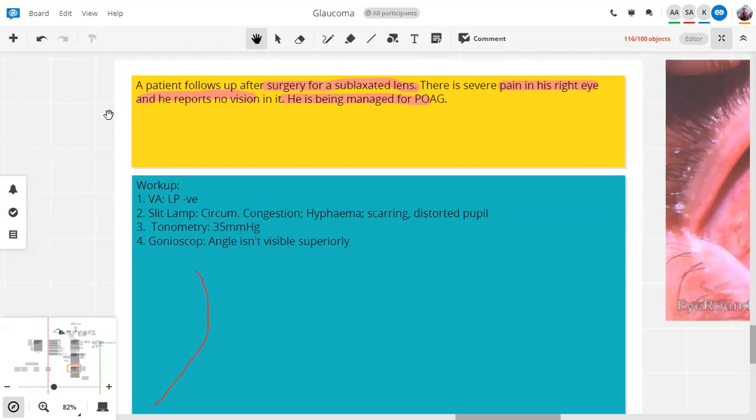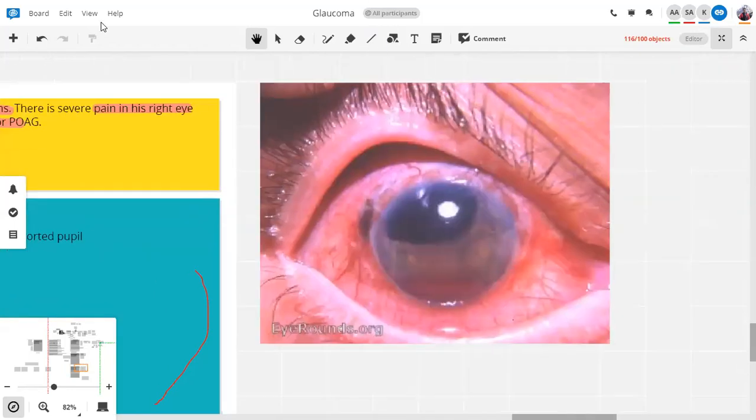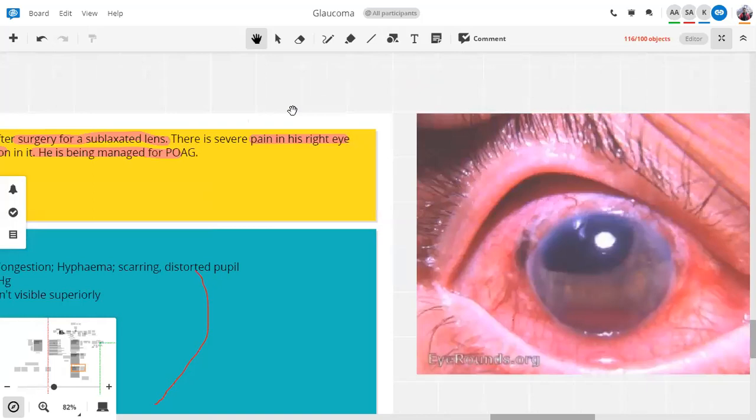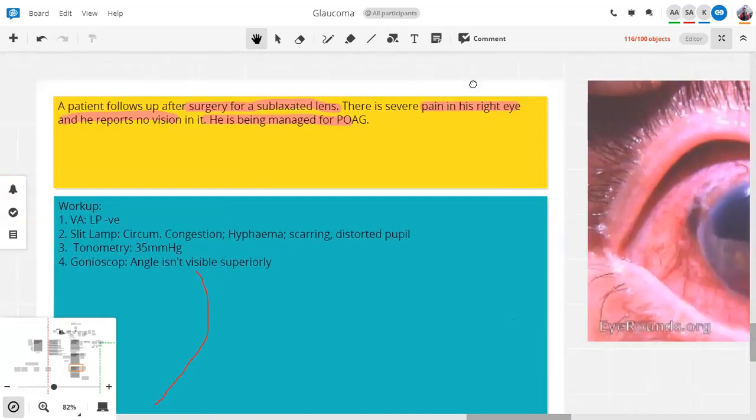When we say light perception is negative, we mean that we shine a light in four quadrants, from above, below and the sides. And if he says that he still cannot see the light, or he is not able to tell where that light is coming from, crudely, roughly, if he cannot tell, then that means his eye is not able to perceive light.